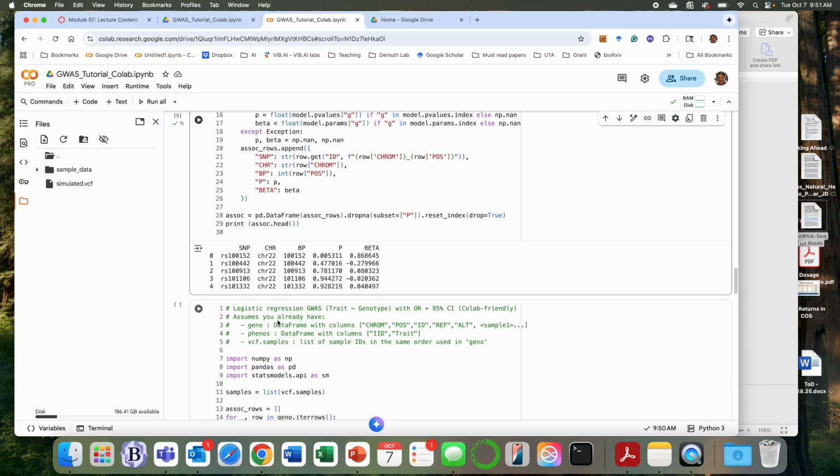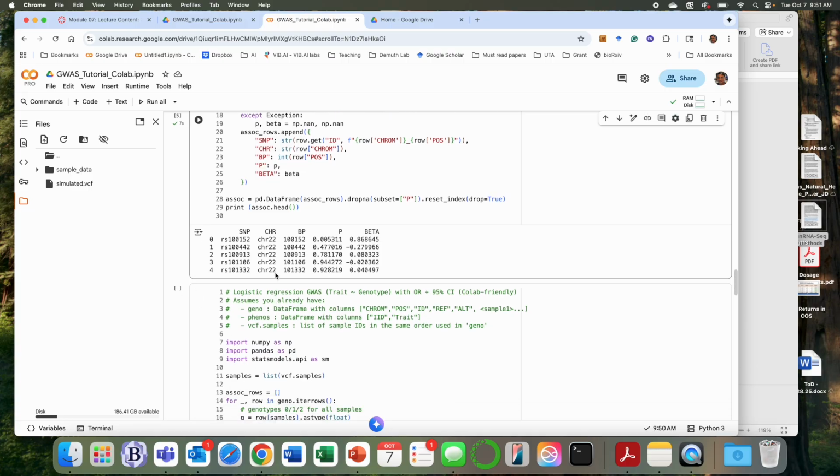Here it's giving us the SNP number, the chromosome that it belongs to, the start position, that's the base pair, the p-value of the logistic regression, and then beta. Again, this is an estimate of effect size. Think of it as like the slope in a logistic regression. It tells you the strength of the association between that SNP and the phenotype that got simulated.